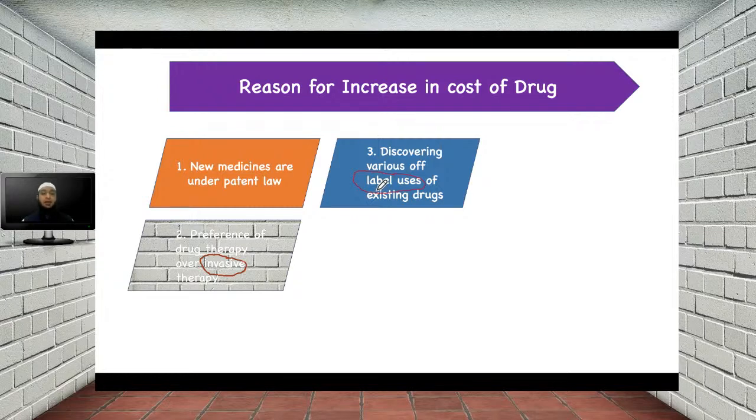Remdesivir is an antiviral drug. Likewise, prednisolone is a steroid, but they have started using it in case of COVID-19, right? So these are the discovering of various off-label uses of existing drugs.